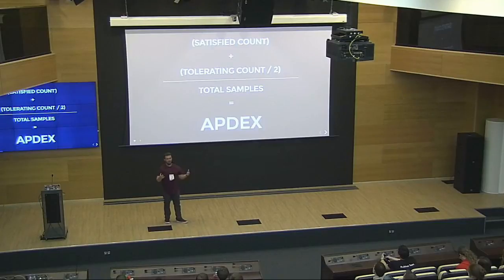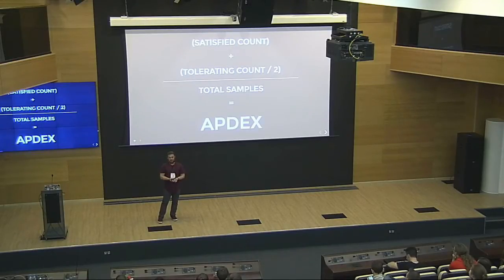So you have the number of satisfied users and the number of users that are tolerating it. Let's say your page takes 3 seconds to load, and some users are okay if it takes 5 seconds. Those users who wait 5 seconds will be the tolerating ones. You divide the tolerating by 2, add the satisfied, divide by the total of samples, and that's the number that we have on Apdex.